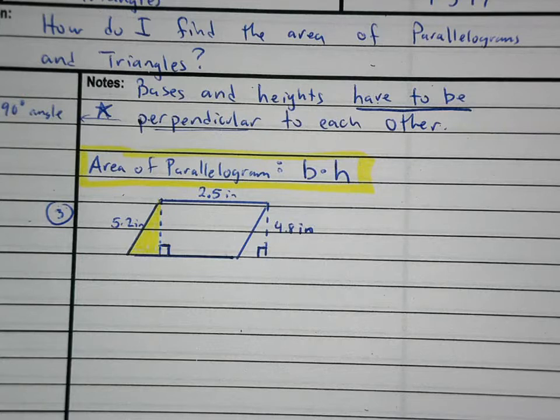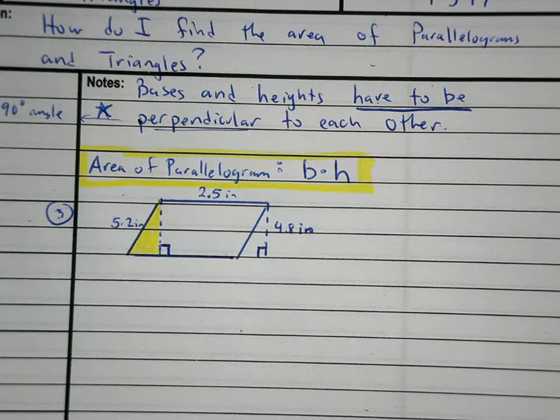Earlier, I told you you need to make sure that your base and your height are perpendicular to each other. On this whole worksheet, there's going to be information that you do not need. There are distractors there. A distractor is something that is there to trick you and take you away from the correct answer.